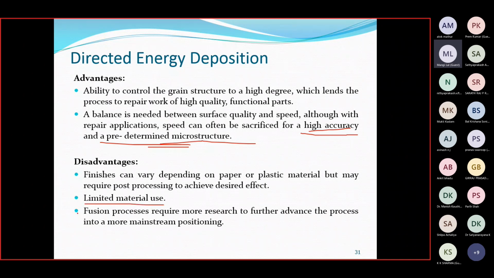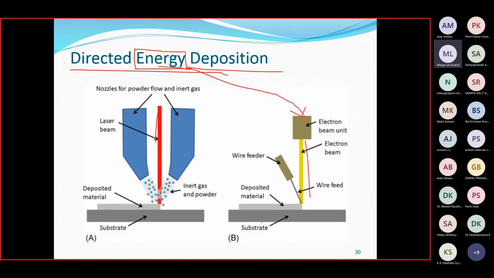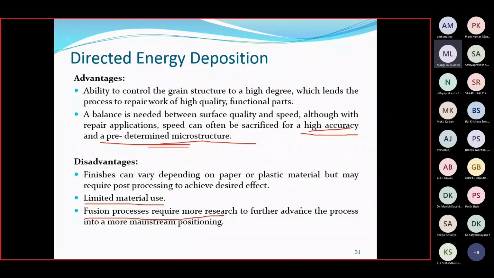Limited material can be used in this. This is a problem. Fusion processes require more research, because how much heat and how much electron beam and where you have to provide it should be properly marked and known prior to building the 3D object. Further, to move the process into a more mainstream positioning, more research on the exact beam location is required. So that is one drawback.